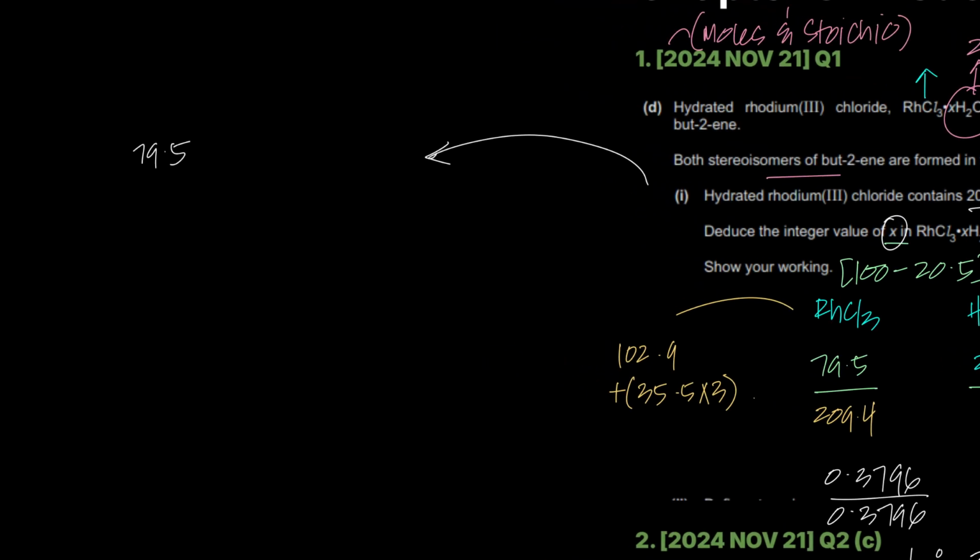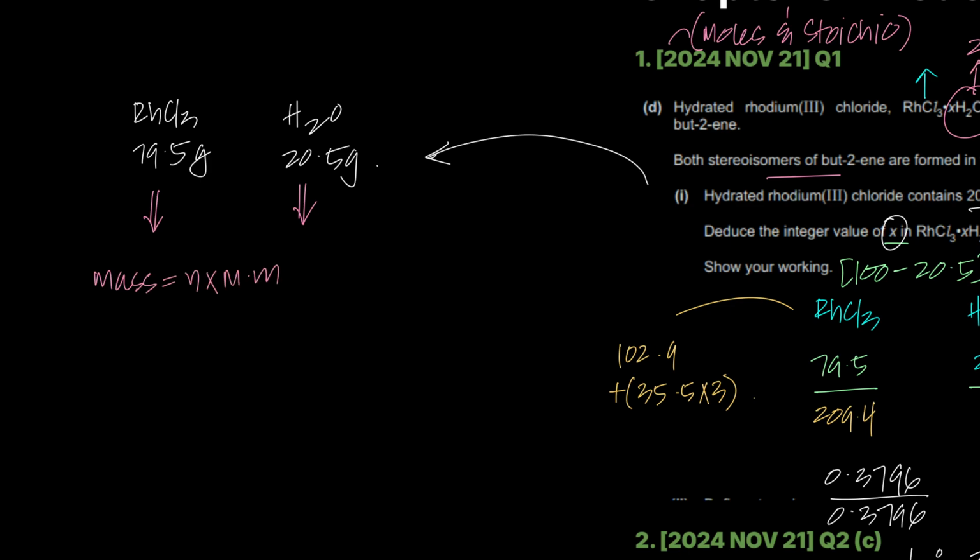So 79.5% is 79.5 grams of RhCl3. And for H2O, it's basically how many grams? 20.5 grams. What are the steps that we take? We convert both into moles, don't we? Mass equals mole times molar mass, right? So mass is 79.5. Moles we need to calculate. Molar mass is what? 209.4. So how many moles do I have? Again, the same, 0.3796.